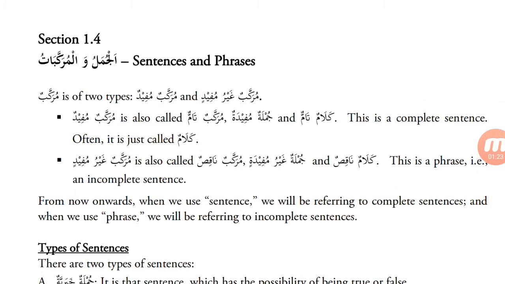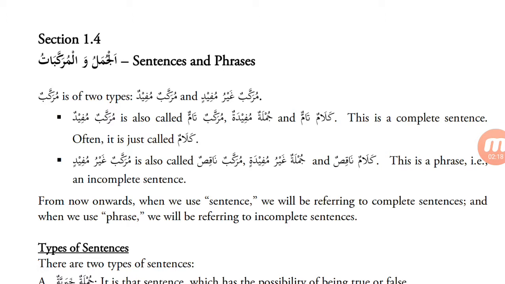So Murakkab is of two types, Murakkab Mufid and Murakkab Ghayr Mufid. Murakkab is a compound of two or more words. If the Murakkab makes sense and the listener is satisfied, he understands the meaning of the speech of the mukhatib, the one speaking, the one addressing, then this is a Murakkab Mufid, a complete sentence. A sentence that benefits the listener. He doesn't need any more clarification from the mutakallim, the one speaking.